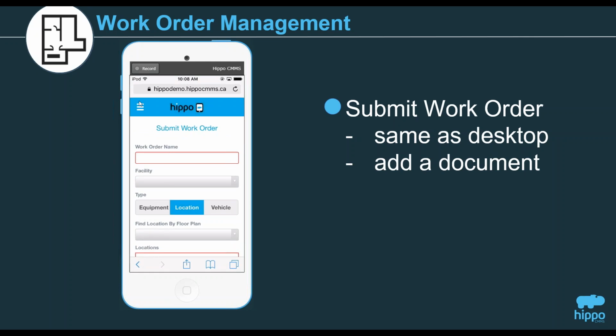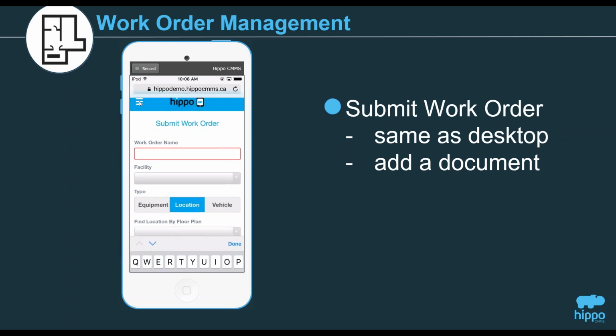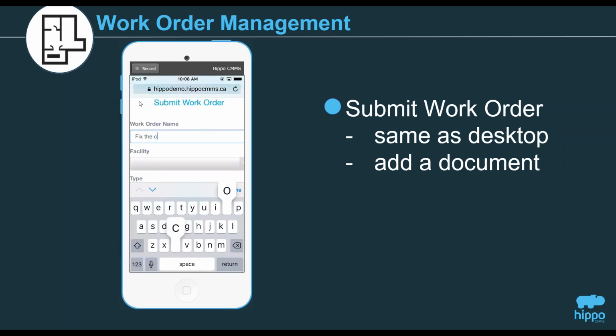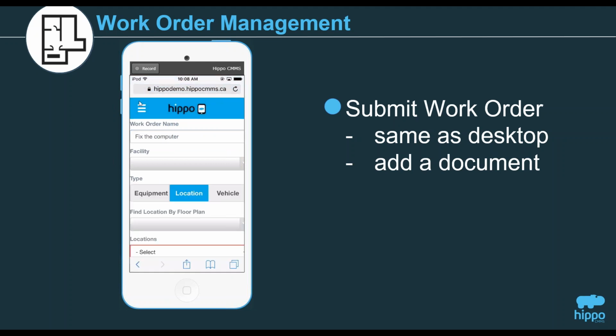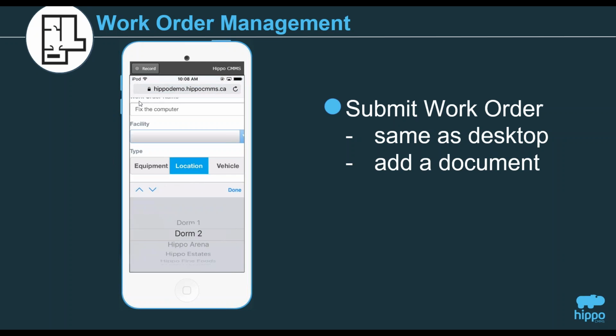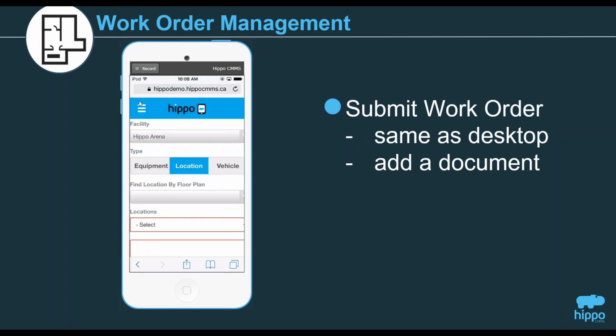So let's go through the process of how to submit a demand work order from your mobile phone. Let's start with work order name. Work order name is generally what needs to be done. We can say fix the computer. I'll select the facility, and this is because I have multiple facilities in my enterprise. This is in Hippo Arena.